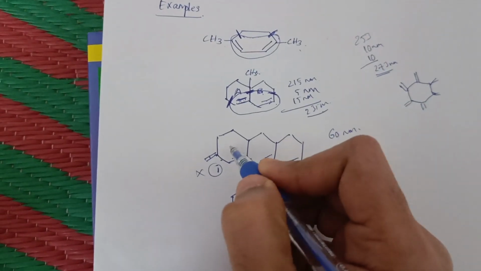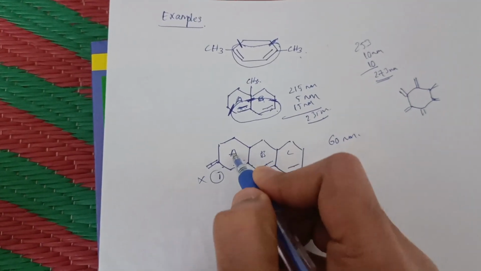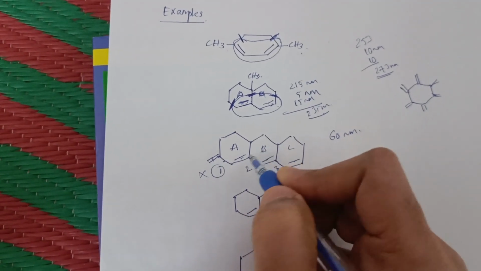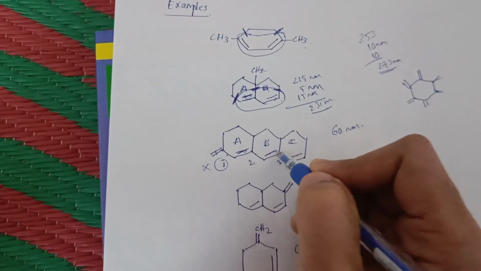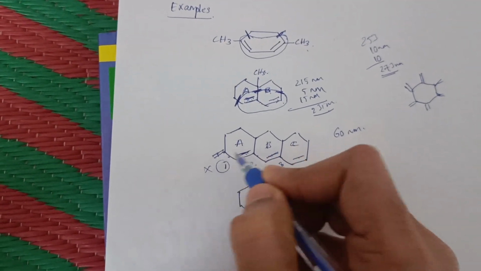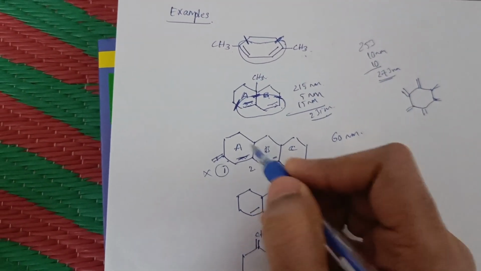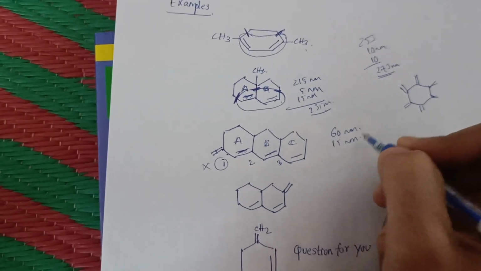Here we can see, let's consider this as ring A, ring B and ring C. So for ring A, this is an exocyclic double bond, and for ring B, this is an exocyclic double bond, and for ring C, this is an exocyclic double bond. So 1, 2, 3. There are 3 exocyclic double bonds present in this compound. So 3 into 5, 15 nanometers.